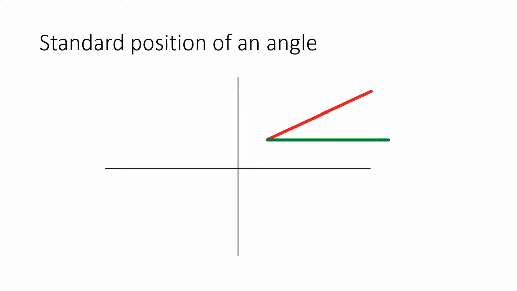So here's a non-example. Notice that this is not in standard position because our initial side is not on the x-axis. Also, our vertex is not at the origin, but our terminal side is in one of the quadrants. So what makes this fail as an angle in standard position is the fact that the initial side is in the wrong place. Also, the vertex actually should have been here at the origin.